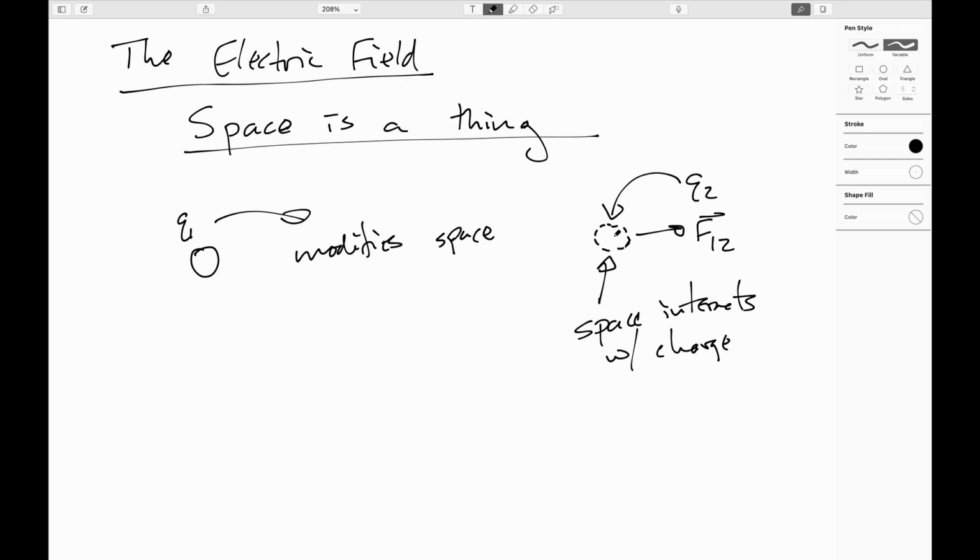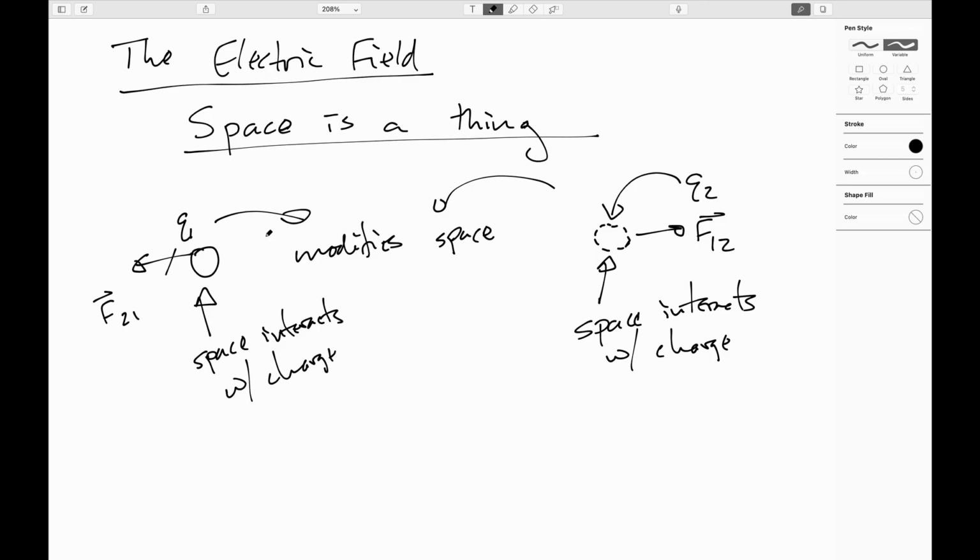But it's not directly charge 1 onto charge 2. It's charge 1 modifies all of space, and the space right here where Q2 is what interacts with Q2. By the same token, this goes the other way around. Q2 modifies all of space around it, and it is space that is interacting with the charge to give us what we have been calling the force of charge 2 on charge 1. Newton's third law is still respected.